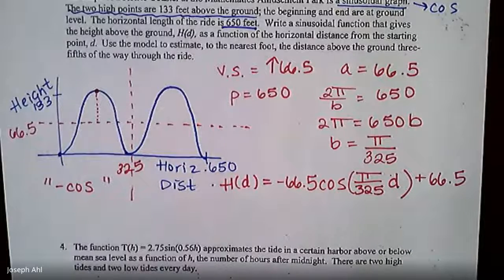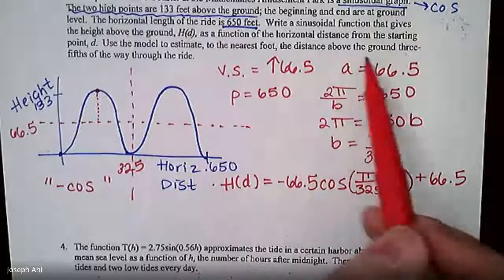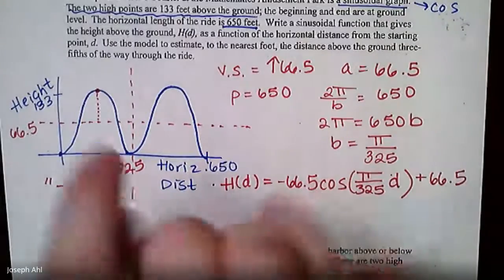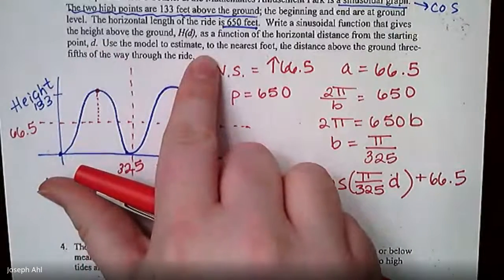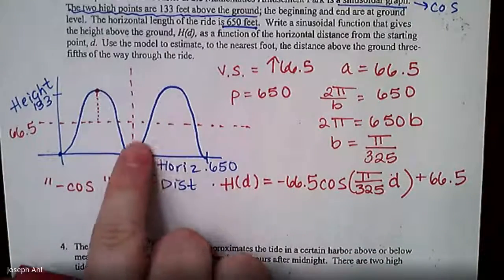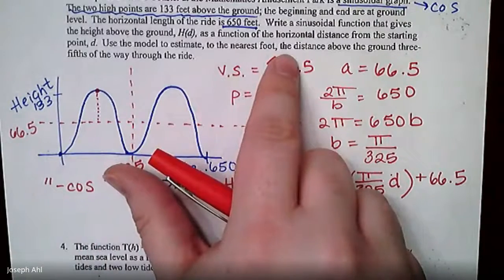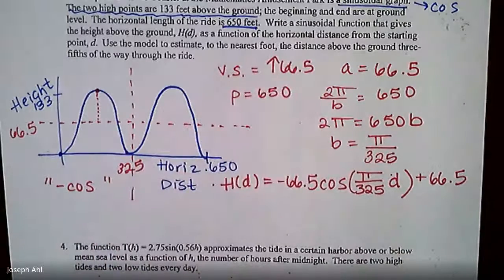So there are a lot of pieces, but hopefully this seems pretty similar to the population example from the other page, and then also the Ferris wheel example. So the last piece of this is figuring out, it says use this model to estimate to the nearest foot the distance above the ground 3/5 of the way through the ride. Okay, so here we are halfway through the ride. If I was 3/5 of the way through the ride, I want to figure out how high up am I when I'm at that distance.